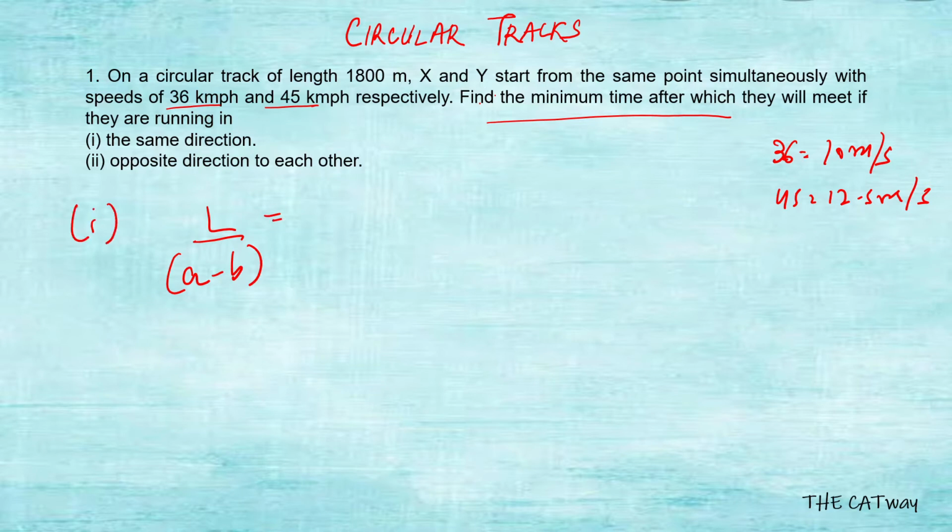So L is 1800 whereas A minus B is 2.5. So the time taken will be 1800 divided by 2.5. The answer gives us 720 seconds.